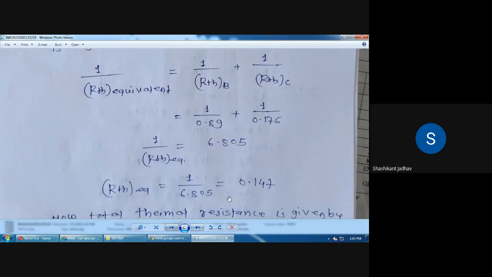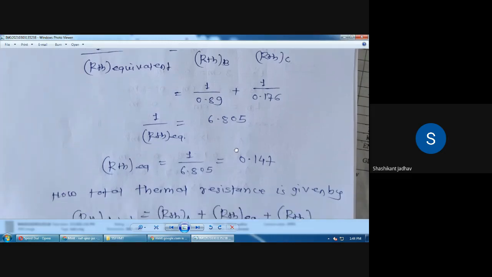From this we found the equivalent resistance, and its value is 0.147. So this is the equivalent resistance for layers B and C, because those two layers are parallel to each other, and that is why we did this calculation. If they were in series, we would have done direct addition, but in this case the two resistances are parallel to each other.